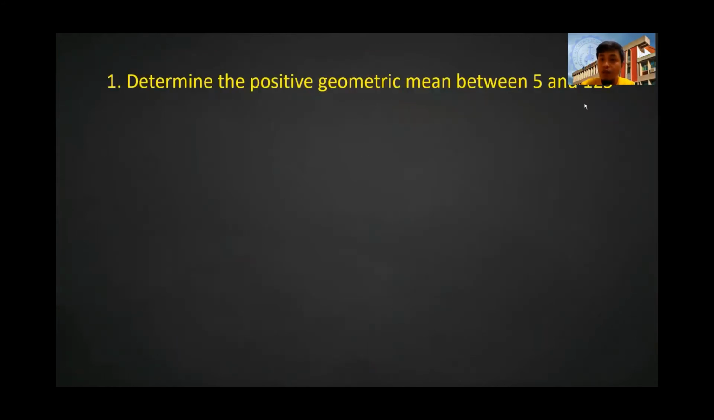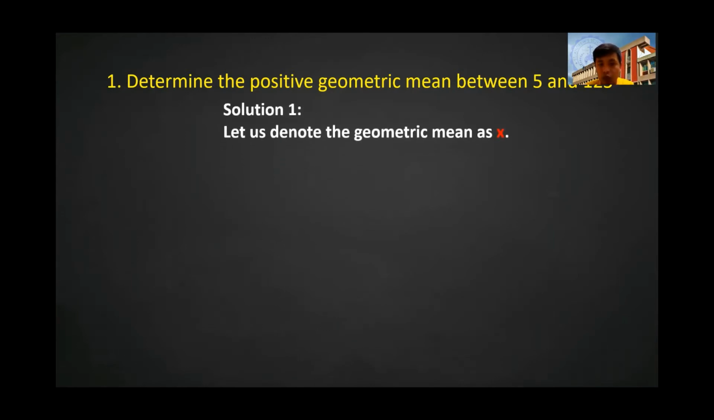Okay, example number one: determine the positive geometric mean between 5 and 125. So what is that number between 5 and 125 in a geometric sequence? For our solution one, I will show first the first solution. Let us denote the geometric mean as x. The number that we're looking for, the number in between 5 and 125, is going to be represented by x.